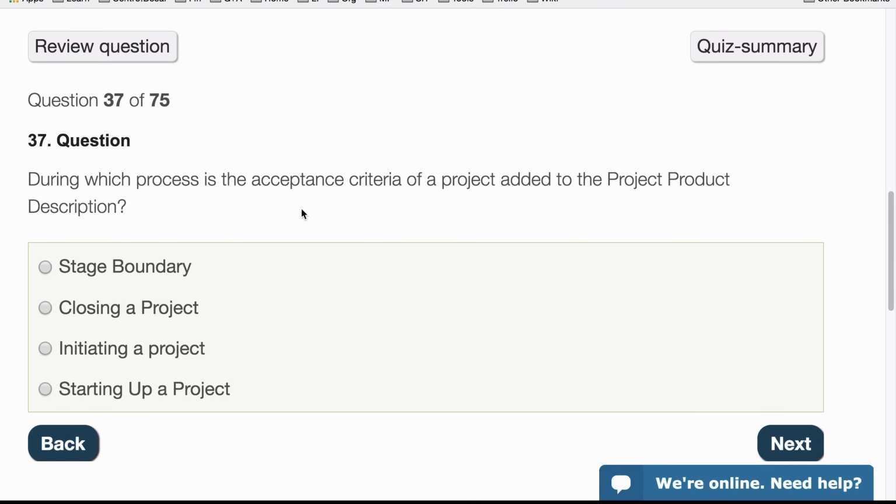During which process is the acceptance criteria of a project added to the project product description? Okay, so when actually is the project product description created? That's created in the starting up a project process. And the acceptance criteria is part of this document, so it's created here as well. That's that.